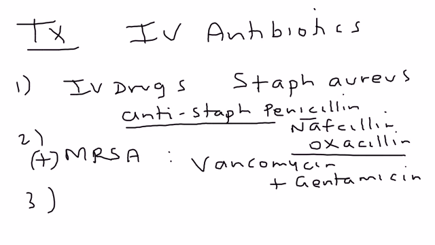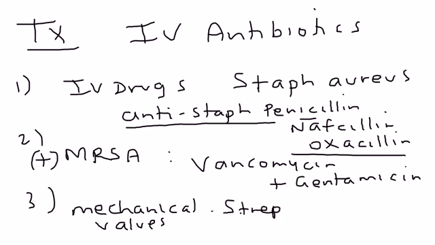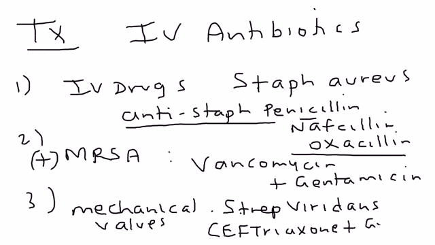The last one I want to talk about is when you have mechanical valves. When people have mechanical valves or previously damaged valves, there's an organism called Strep viridans, and that is treated with ceftriaxone, ceftriaxone with gentamicin. So I don't think this is too difficult to remember. It really narrows things down, and I think for most board questions you'd be okay with this list here.